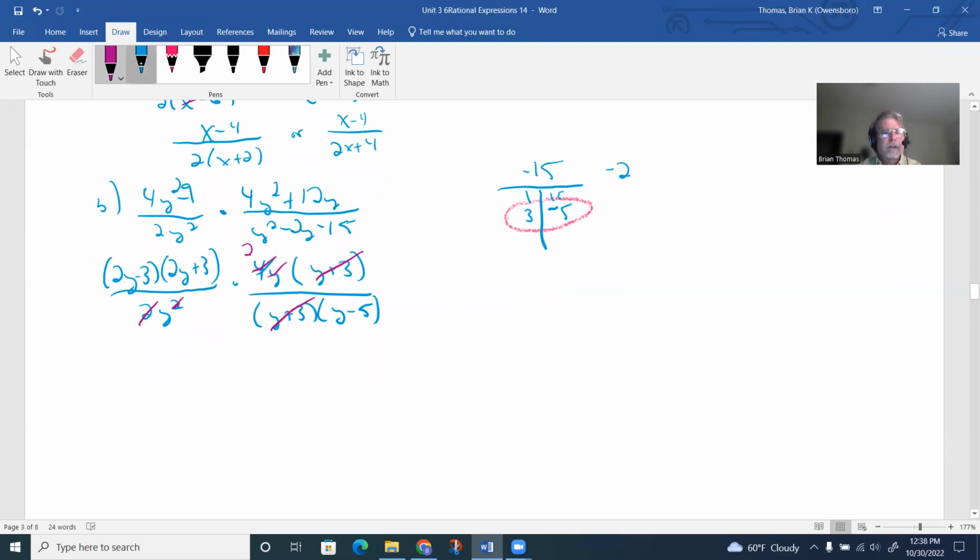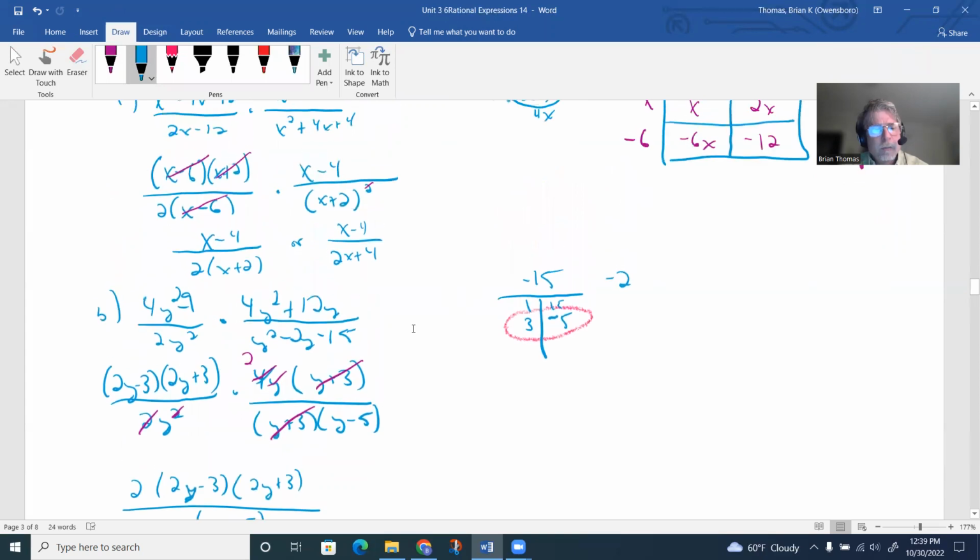So if I put this all back together in factored form, I'm going to go ahead and put the 2 out in front. And then I'm going to have this 2y minus 3 times this 2y plus 3. And on the bottom, we would have just the y is left over times then a y minus 5. So we could leave it like that, or we could put it back in an expanded form.